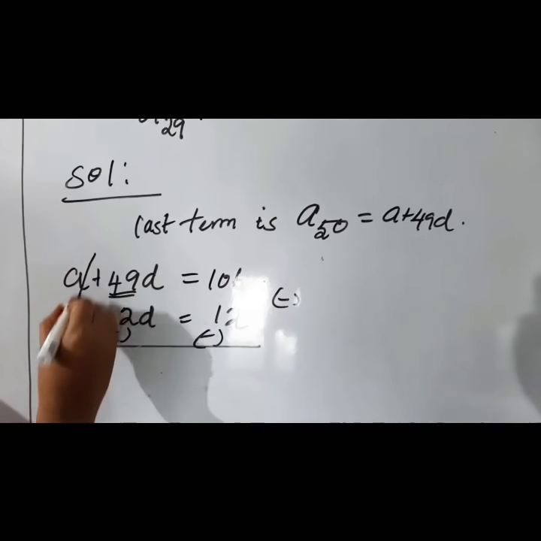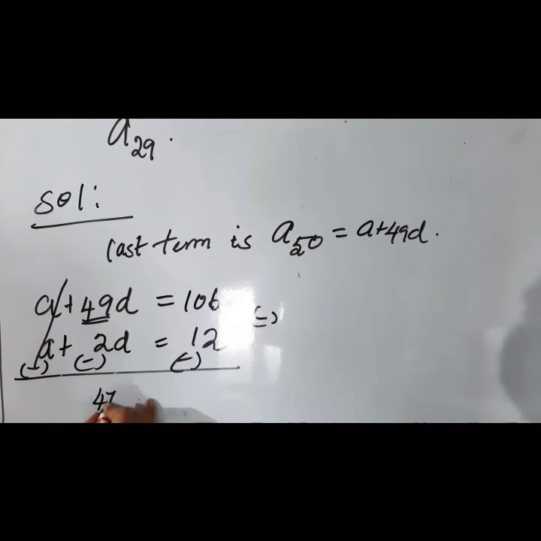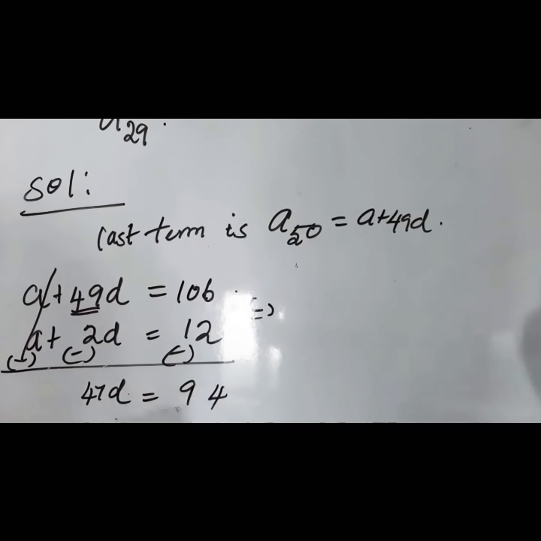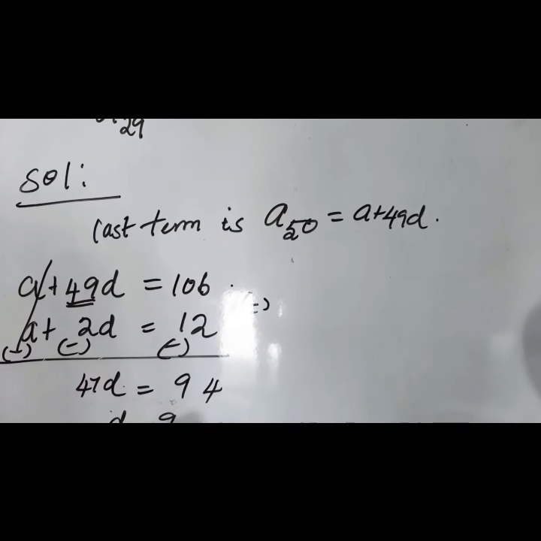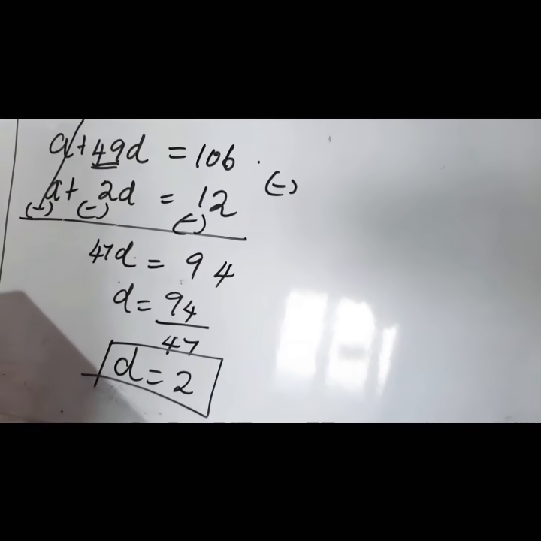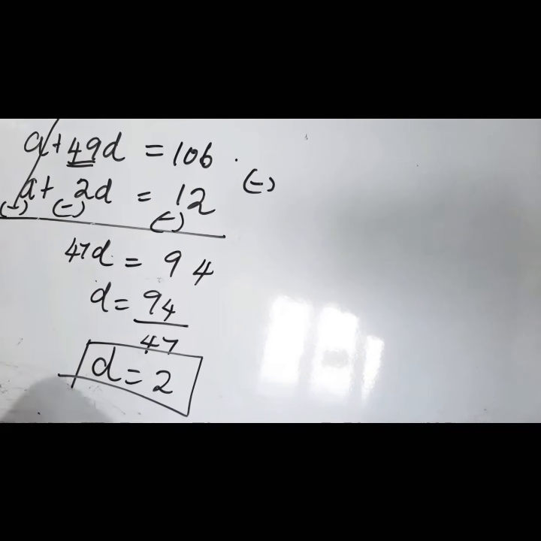When you solve, what will you get? 47D is equal to 94. D is equal to 94 by 47. Therefore, the common difference here is 2. In this AP, the common difference is 2.